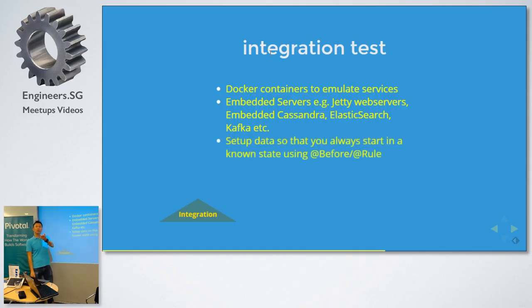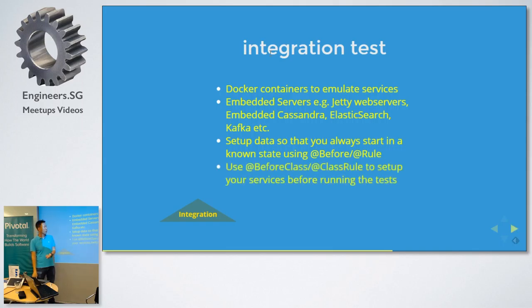So this is the thing that you're mentioning, right? For you to have a consistent state when you're running your integration test, you can use before, or you can use the rule which is provided by JUnit, to set up some data beforehand or to make sure that you have something cleaned up before you run your test. So what's the difference between before and a rule? Before is something that you put on the test itself, whereas rule is something that you can externalize into a class, and which applies before you run each of the tests. The same goes for before class and class rule. These are the annotations that you can use to run your integration tests.